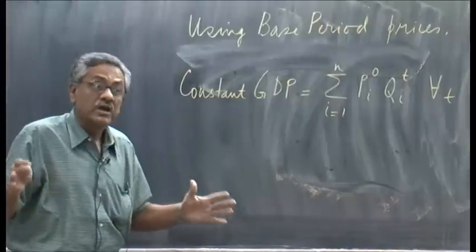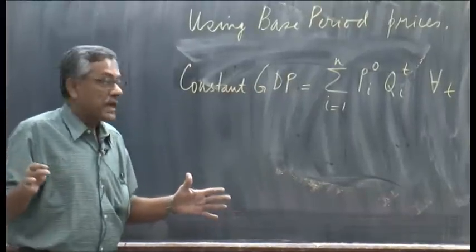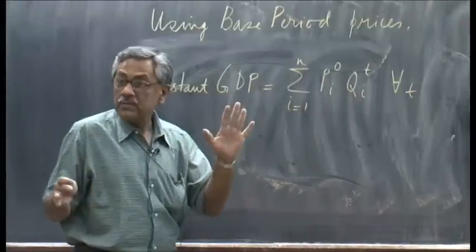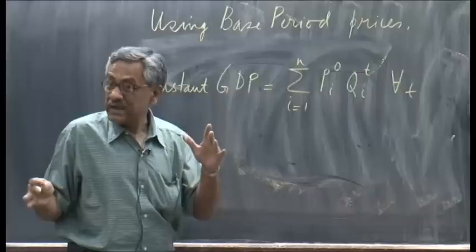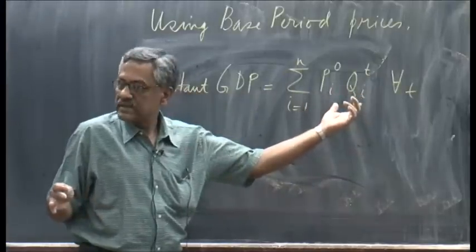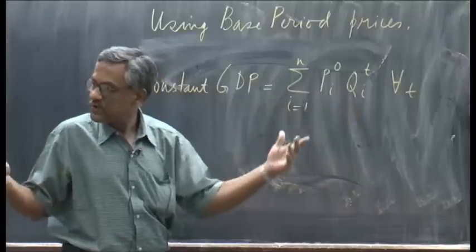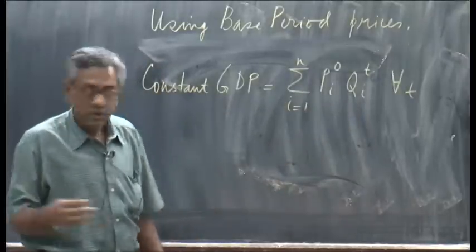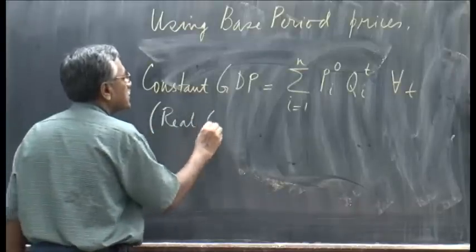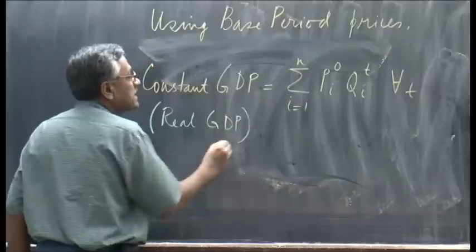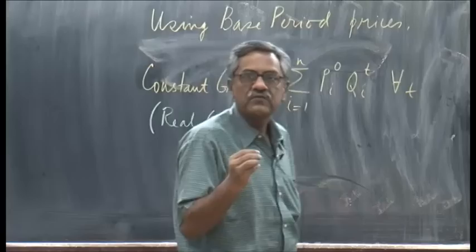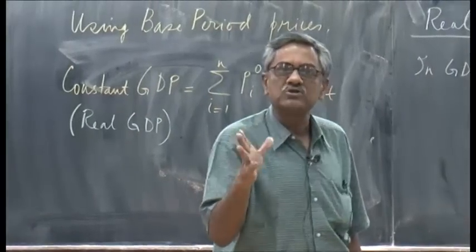But still it is called a real value because it reflects only the value that would change over time, keeping that time perspective in mind, in the physical quantity of goods, the way they are changing. And therefore it reflects the real GDP. So constant GDP is essentially the real GDP. This uses a method which is very simple but very effective. It keeps the prices constant.